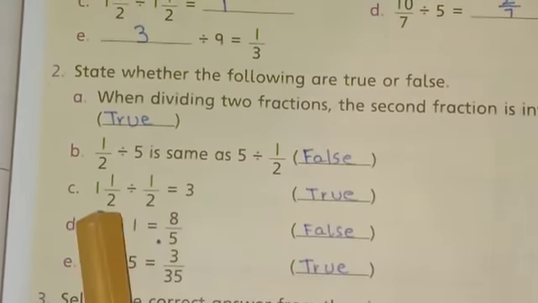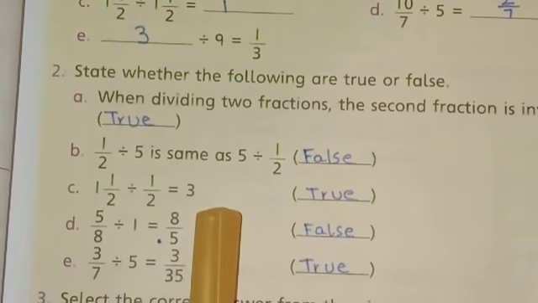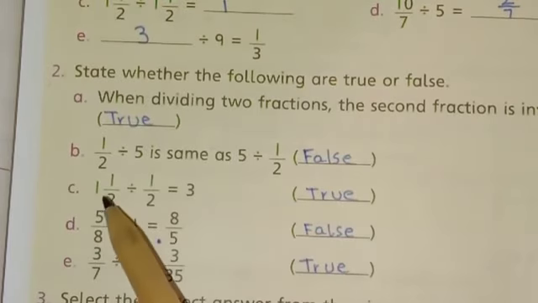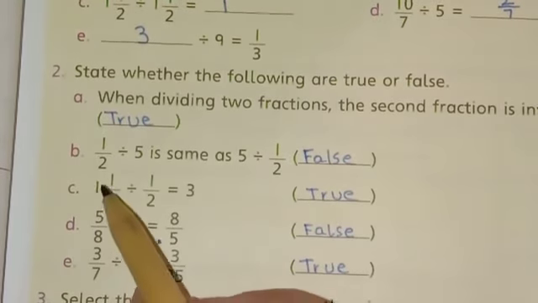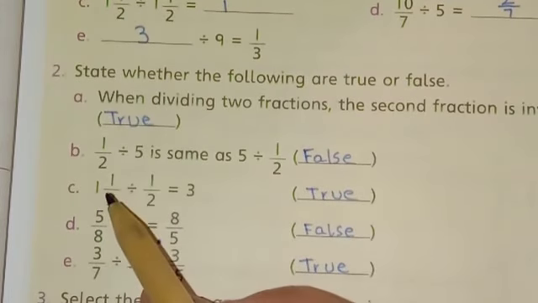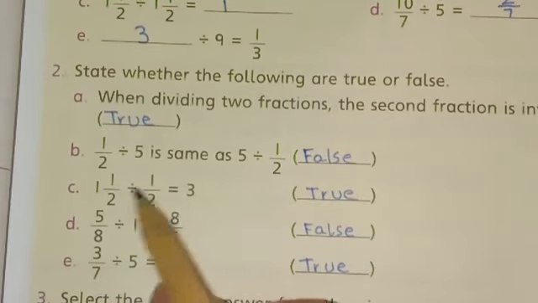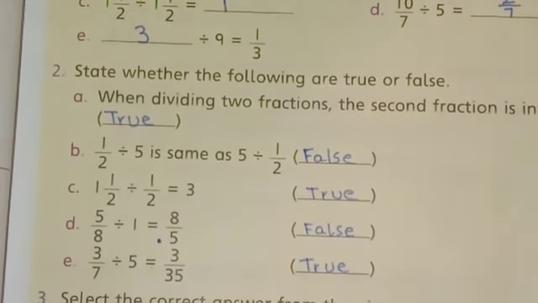So it is false. 1 whole 1 by 2 divided by 1 by 2 is equals to 3. Yes, when we change it into simple fraction, it will become 3 by 2. And after taking reciprocal, it will become 2 by 1. 2 to 2 cancel and answer will be equals to 3.